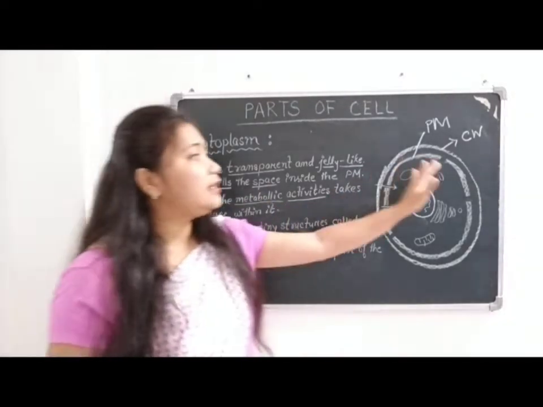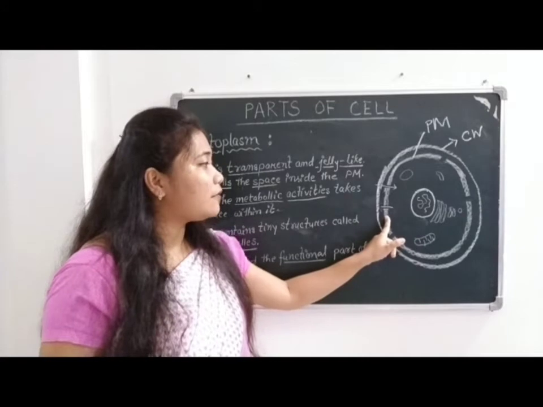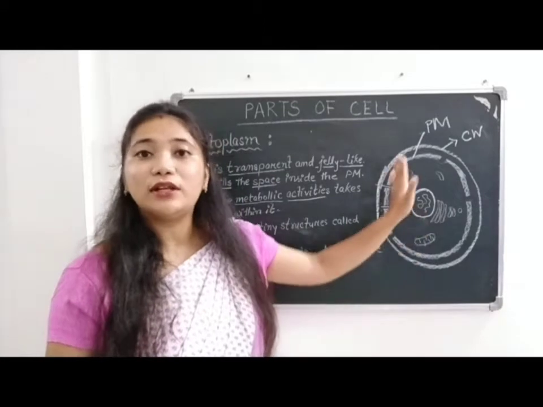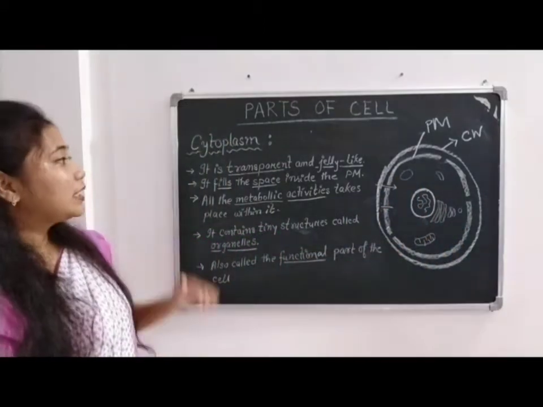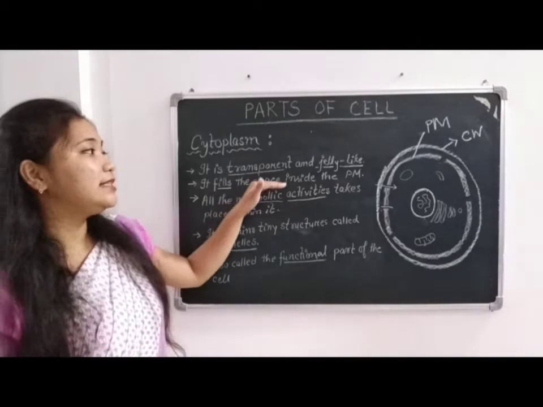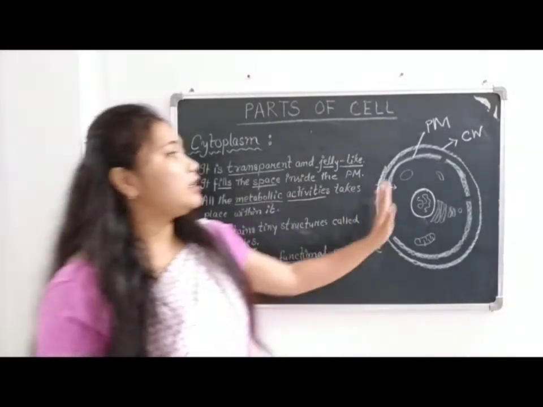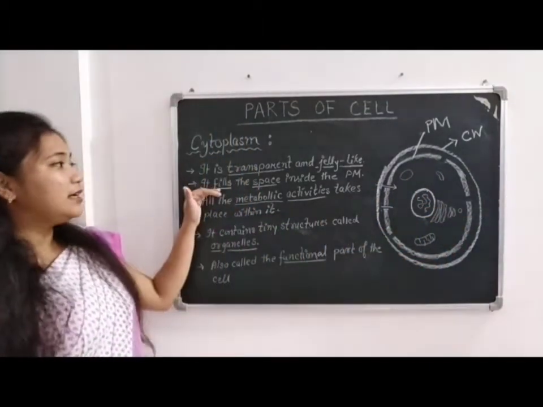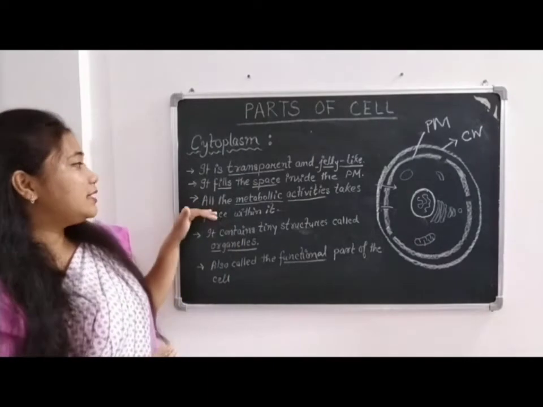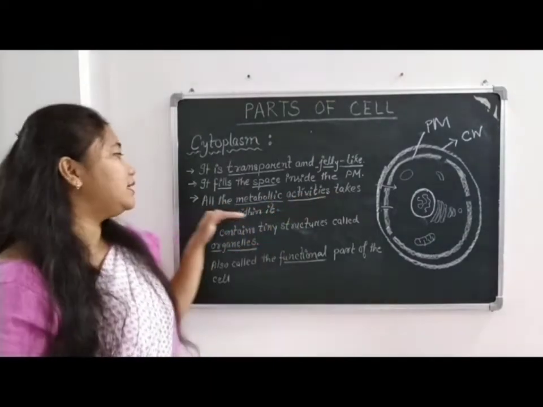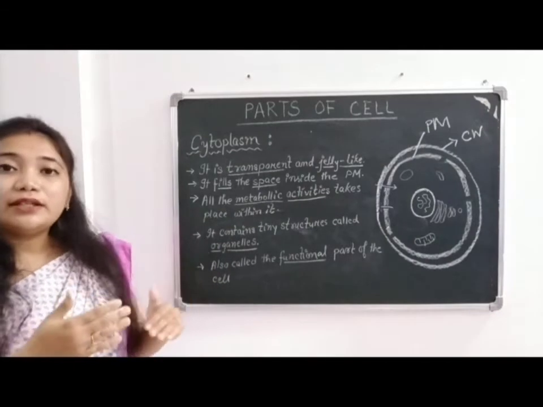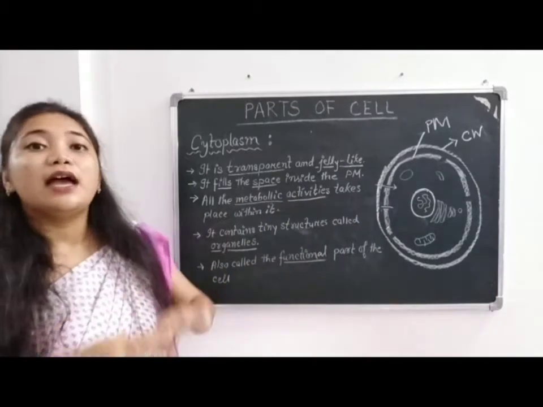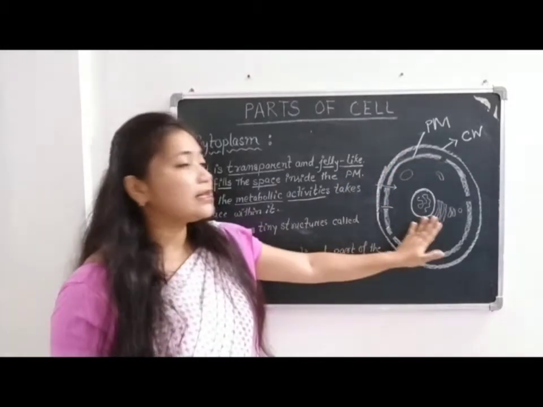So you will see in this diagram, this part after the cell membrane, this whole portion we will call the cytoplasm. Then you see it fills the space inside the plasma membrane. So whatever space is present here, that space will be filled by the cytoplasm. Next thing, all the metabolic activities take place within it. So whatever activities of our body take place in the cell, everything will happen in the cytoplasm.